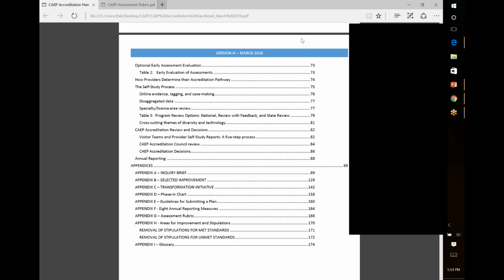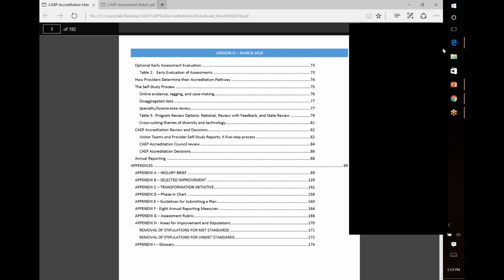And if you go into Standard 4 in the accreditation handbook, and let me go up. Oh, here, somebody asked about early instrument evaluation. Now they're calling it early assessment evaluation. Here's a whole section in the accreditation handbook that talks about that. So I digress.